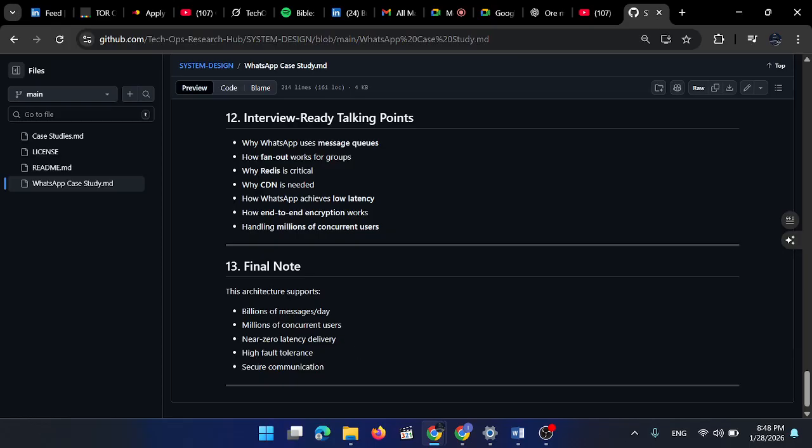Then there's what we call high fault tolerance. And then there's secure communication. So this architecture, as you can see, might look simple, but the kind of task that it solves is a big one. It gets to handle billions of messages a day, millions of concurrent users, near zero latency delivery, high fault tolerance, and also secure communication. So it's very, very important.